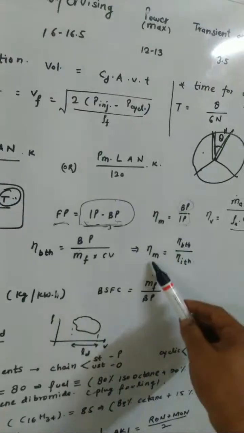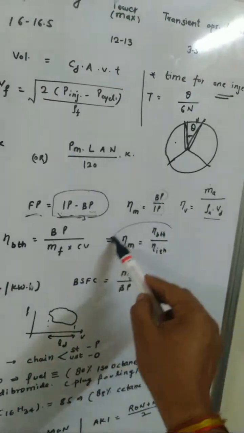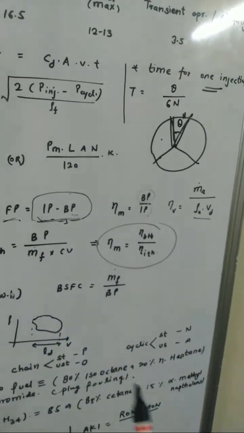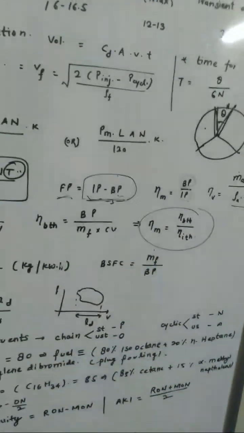If you see, the mechanical efficiency is the ratio of the both. So sometimes this is asked in the question without giving indicated power and brake power. So if the efficiencies are given, this is just the ratio.